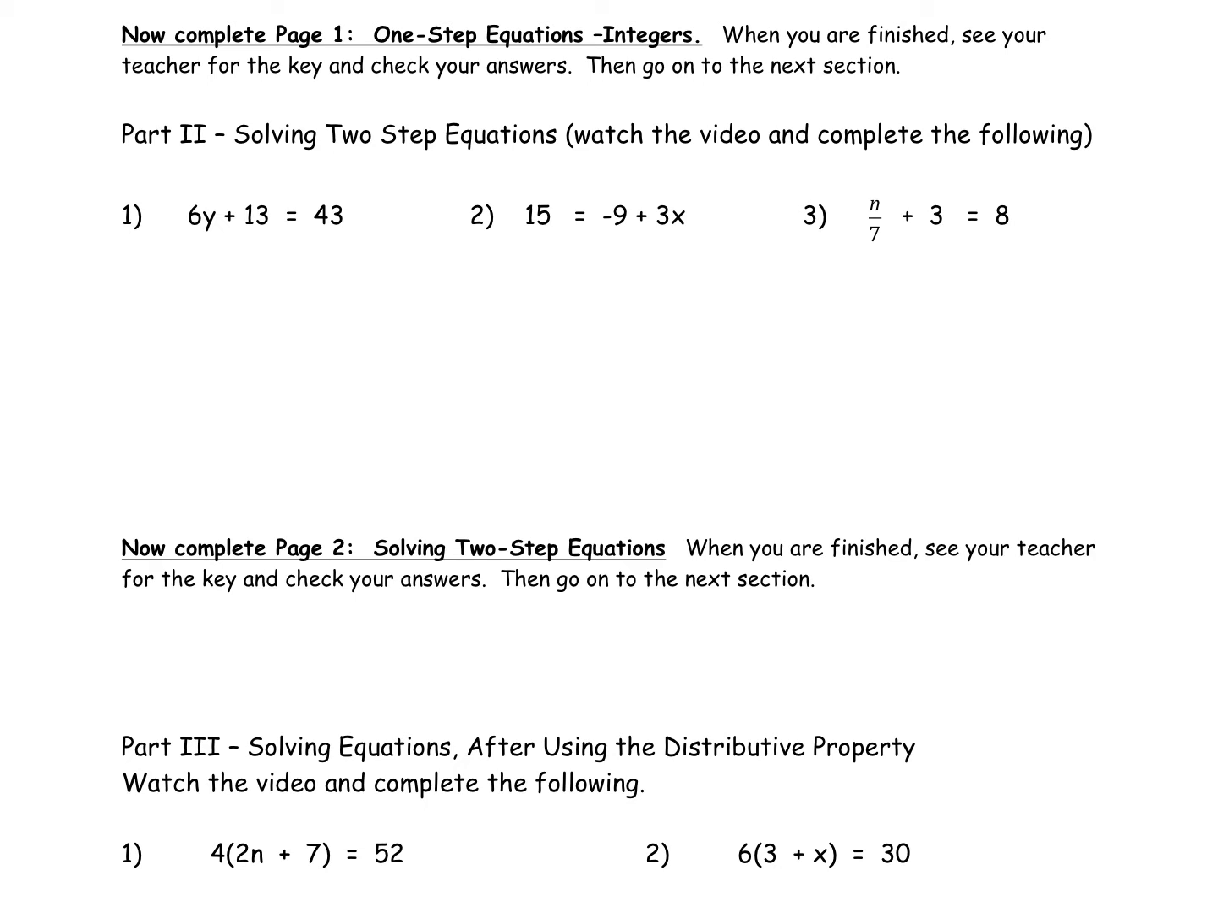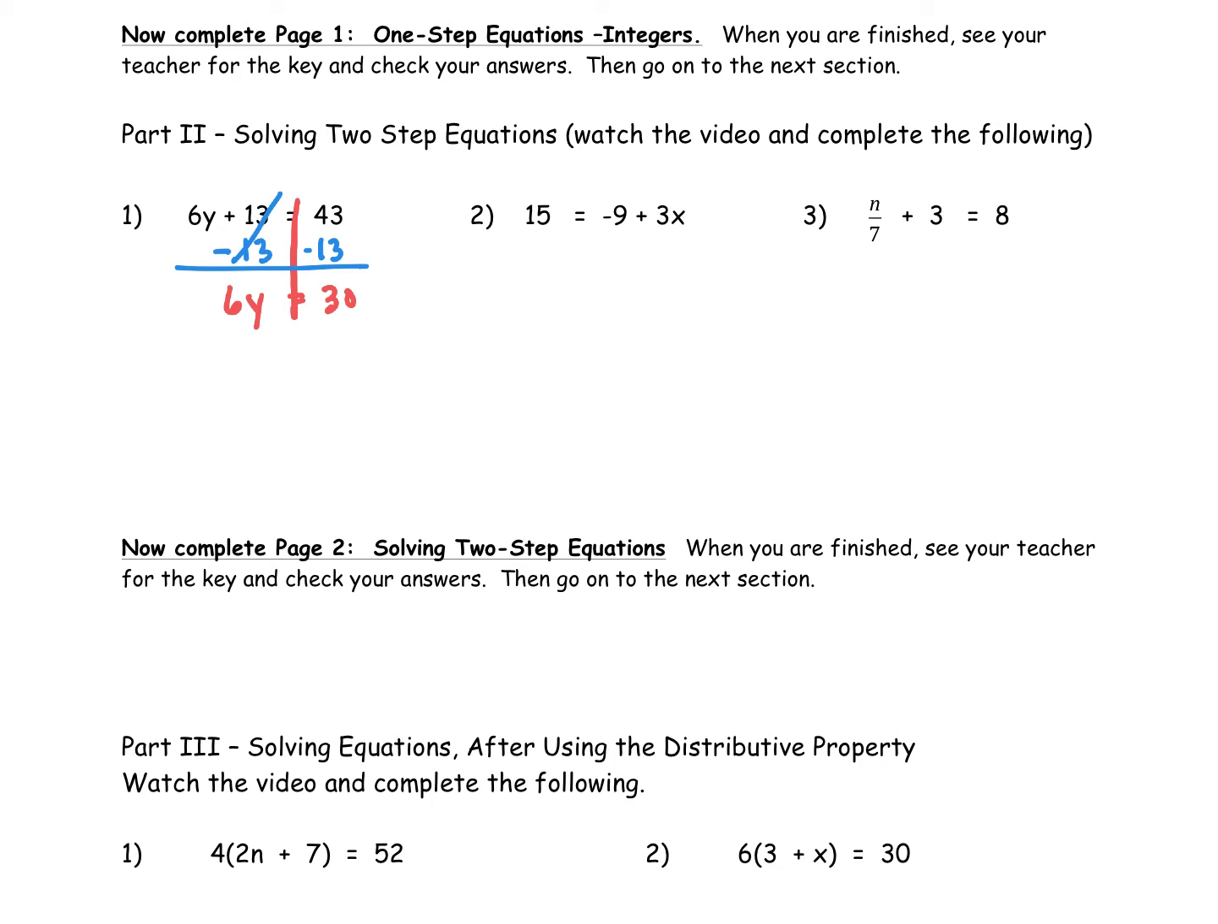So we're going to start by building our wall. We want to eliminate the constant first. So I'm going to work with the 13. That's the number without the variable. I see plus 13, so I'm going to subtract 13. We do the opposite operation. So that's our first step. What is left over is 6y on the left side, and 43 minus 13 is 30.